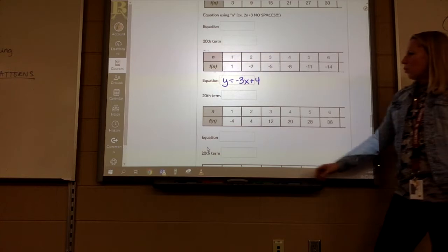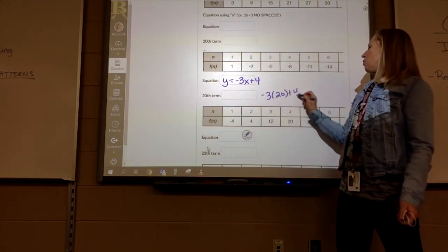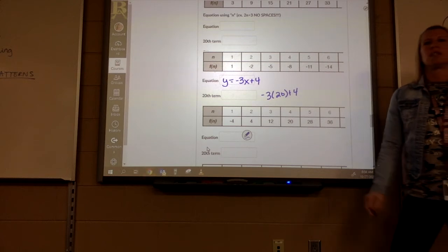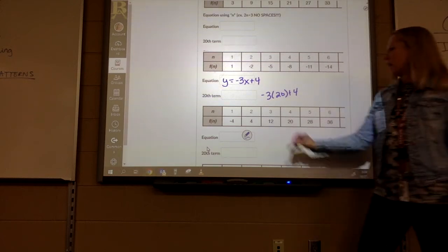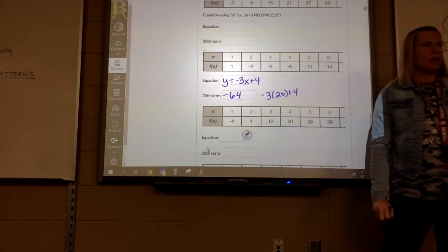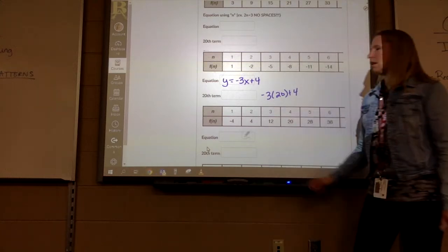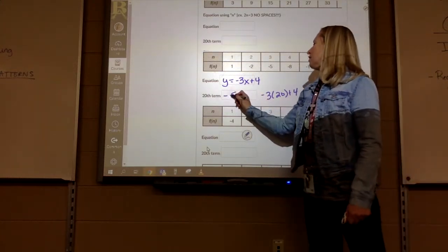Then we have to find the 20th term. So -3 times 20 plus 4. What is it? -64. Is that right? No, you're subtracting the portion. Oh, wait, yeah. It's -56.